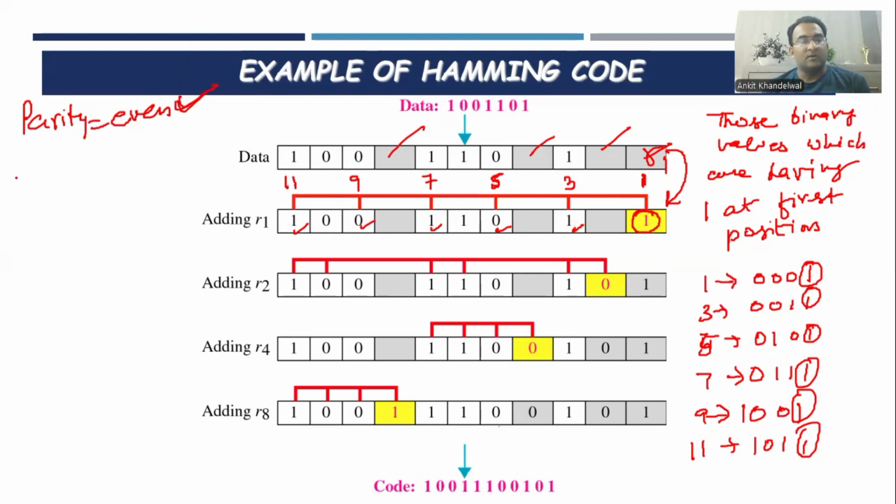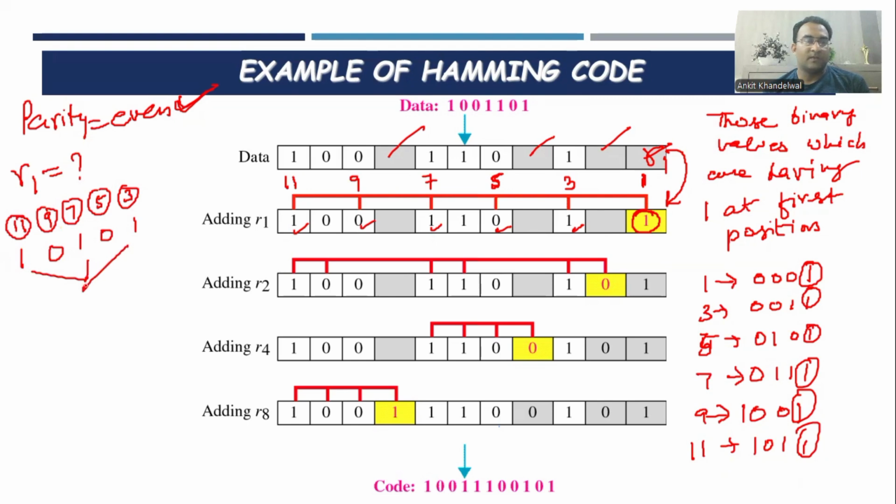So how have we found the value of R1? We found it with the help of the 11th bit, the 9th bit, the 7th bit, the 5th bit, and the 3rd bit. These values are 1, 0, 1, 0, 1. So the total number of ones is 3. So R1 is going to be 1, which gives us even parity.